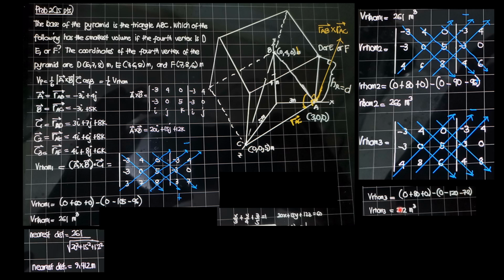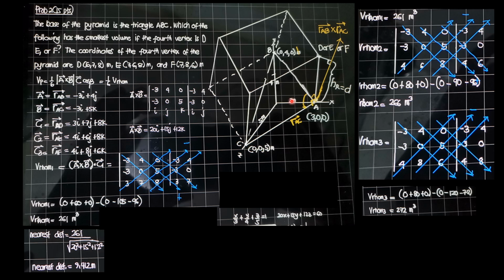And this is the greatest volume. Therefore, that's not the one that will give us the smallest volume of the pyramid. The smallest volume of the pyramid, therefore, is 261 over 6 after we divide it by 6. And let's show that the nearest distance is 9.412, or the shortest height of the rhomboid or the pyramid is 9.412. So the equation of the plane in intercept form is x over 3.